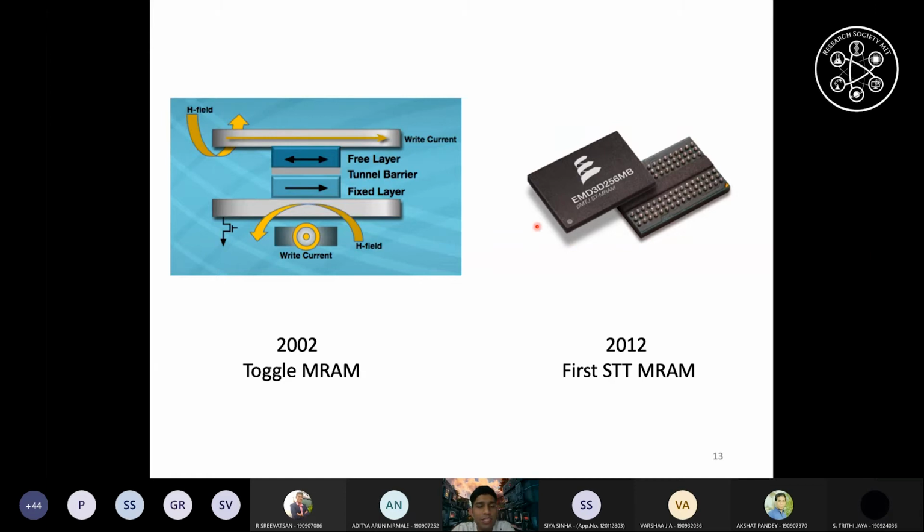And recently this STT MRAM was actually commercialized by a company. And some of the smartwatches, I heard, like Huawei and all, consider this spin transfer torque MRAM. They don't use the normal MRAM.